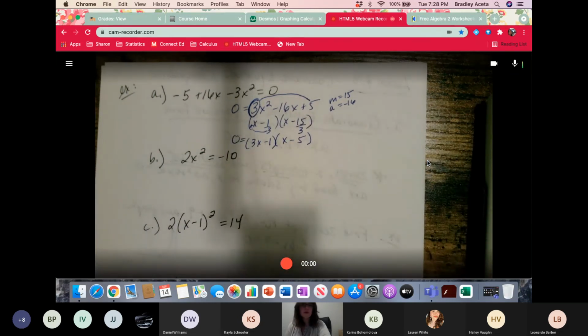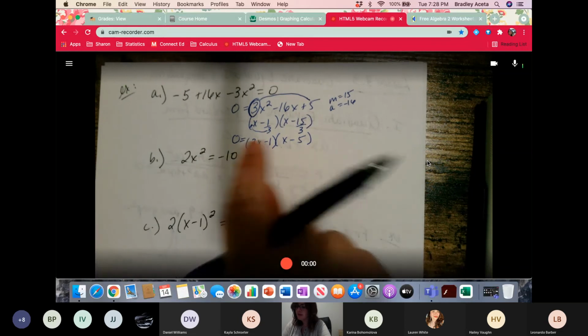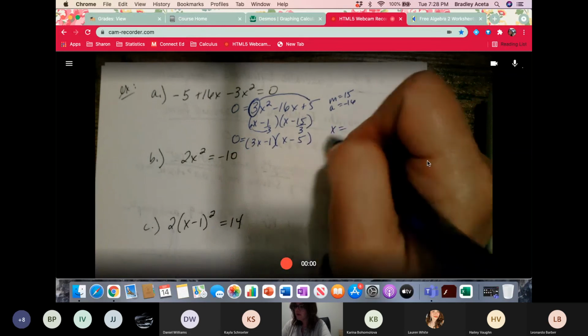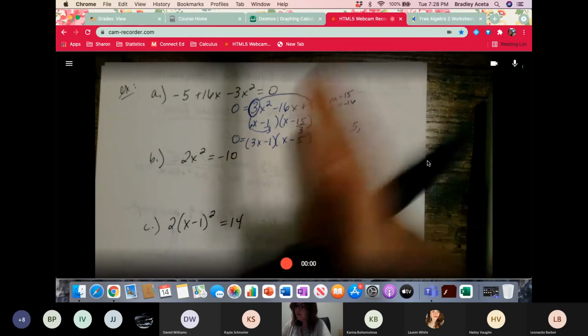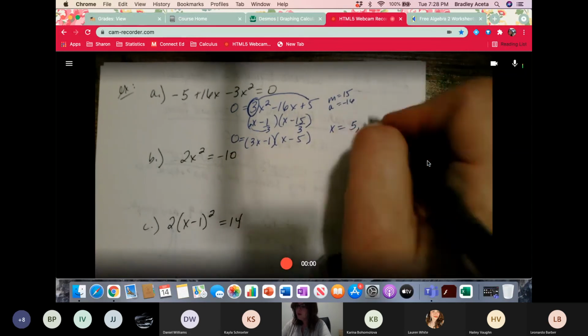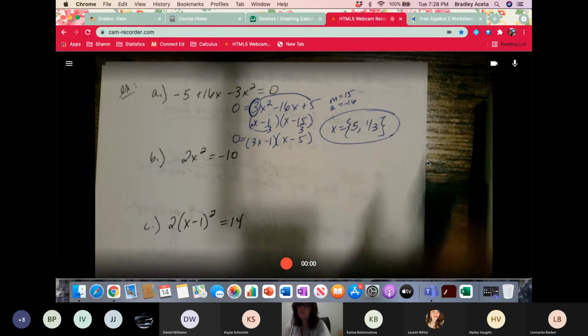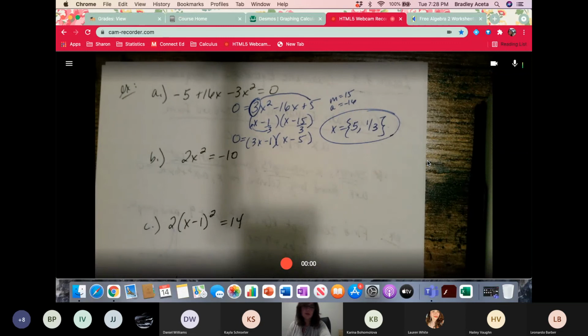So now, what are my solutions to this? My answers: set this equal to 0 and set this one equal to 0. That's what the zero product property says. So x would be positive 5. For this one, x would be 1/3. And there's your solutions. That's your zeros. Those are also your x-intercepts. Hint, hint, hint.